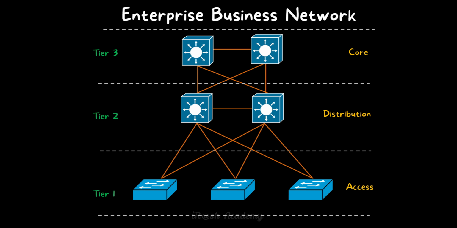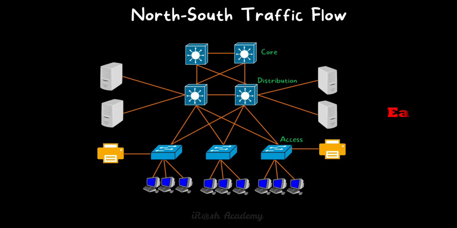So what is the difference of a data center network over the enterprise business network? That is what we are going to discuss in this chapter. Before we jump into the data center networking concept, first of all, we need to understand north-south traffic flow. What is the north-south traffic flow? The north-south traffic flow is mainly visible in the enterprise business networks. In the picture, you can see an enterprise business network concept, which is a three-tier network diagram.